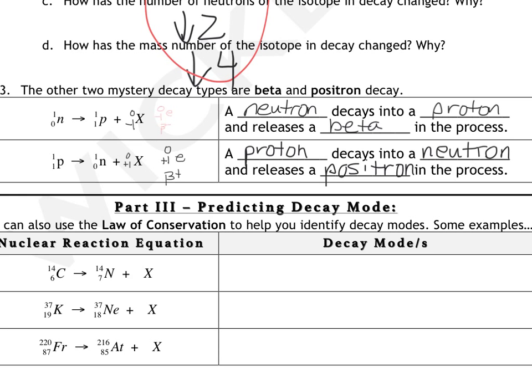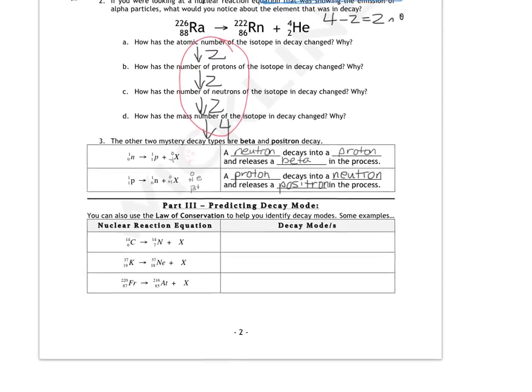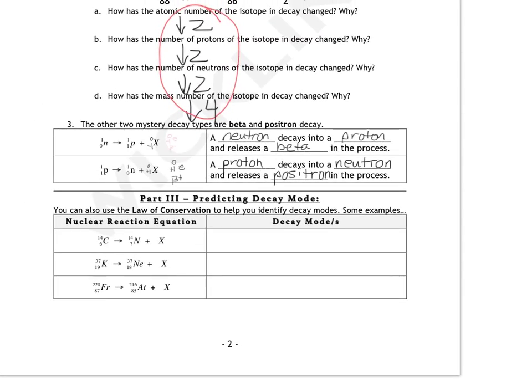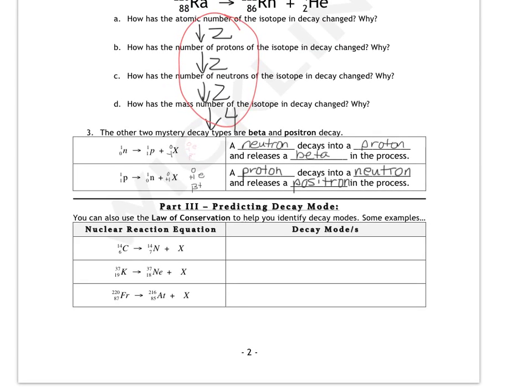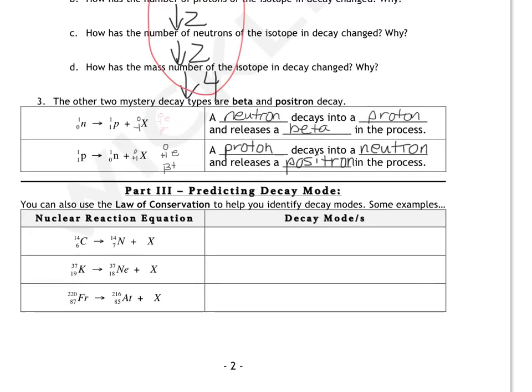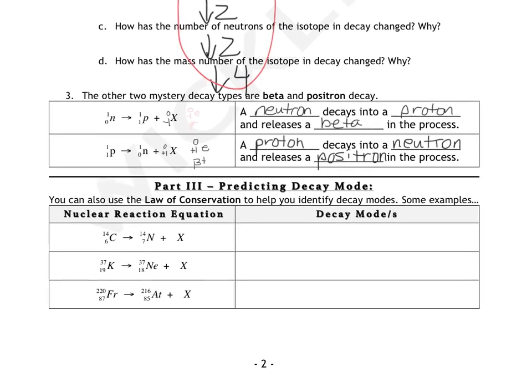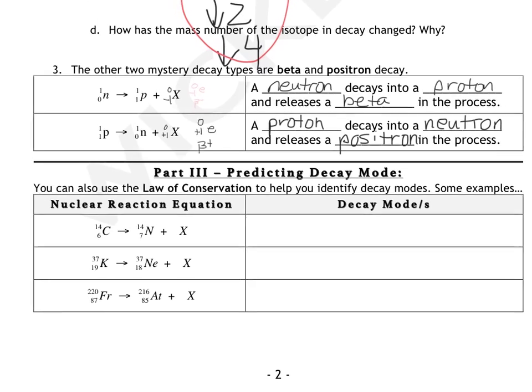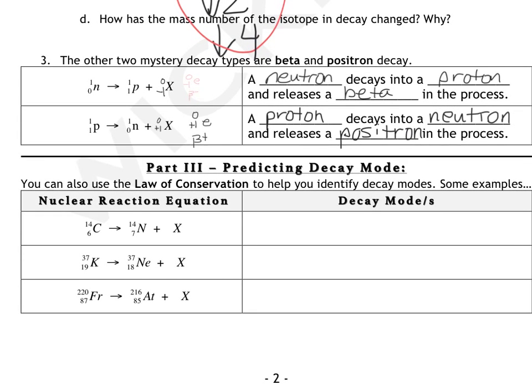Okay, so where we're at so far is that we're in the last little bit of the video, and in this section we're going to do a quick part 3, which is to predict the decay mode. Use the law of conservation to help you with this. I'm going to ask you to do this in 2 steps. I'll tell you the steps now, but I'm going to have you pause the video in between.